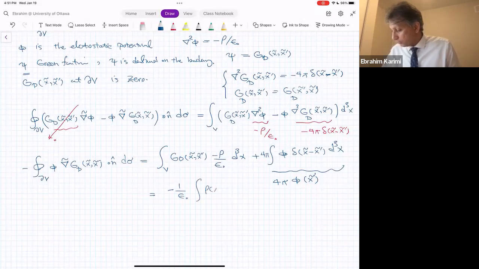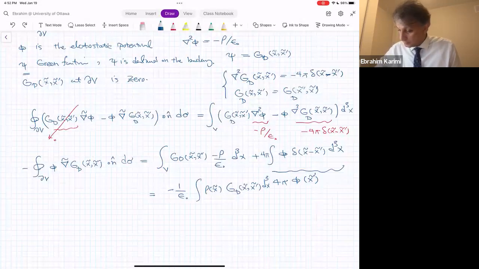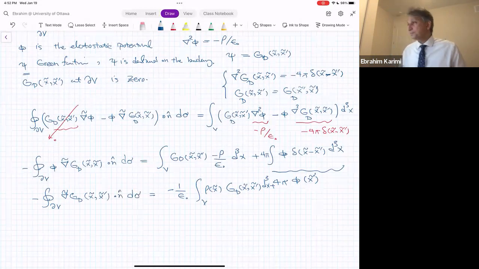integral of rho of x GD of x and x prime d3 of x, plus this one, and the other side will be the integral of the derivative with respect to n of the gradient of GD of x and x prime dot n d sigma.